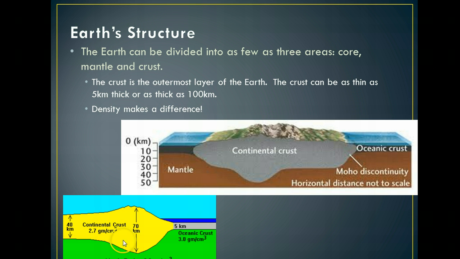Down here at the bottom, the continental crust is 2.7 grams per centimeter cubed. That's the density of continental crust. Oceanic crust is 3.0 grams per centimeter cubed, and the mantle has a density of 3.3. If you remember from when we talked about density, the denser items tend to sink and the less dense things tend to float. So the most dense is on the bottom and the least dense is on top.